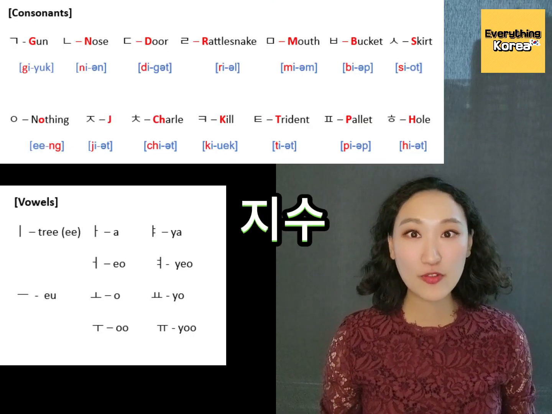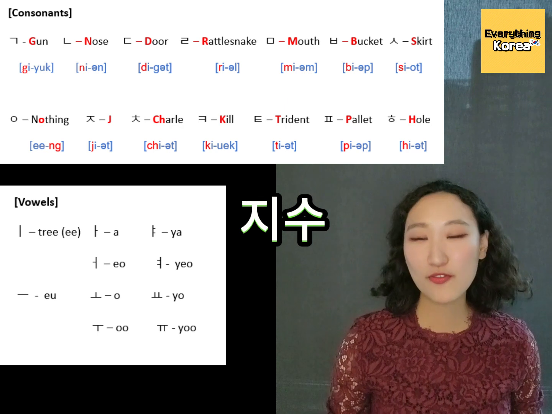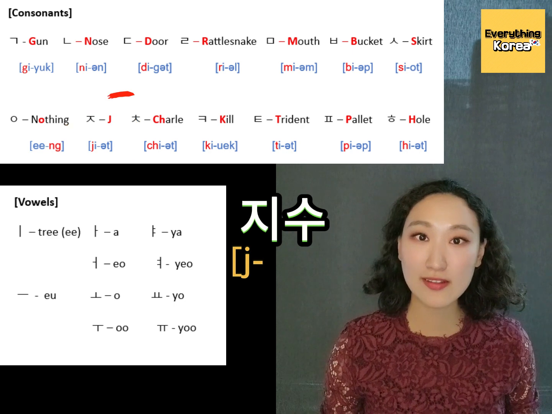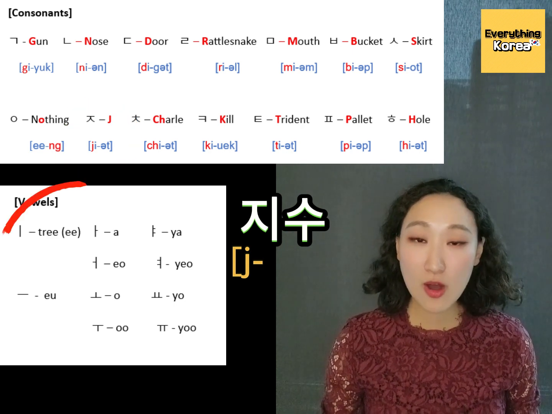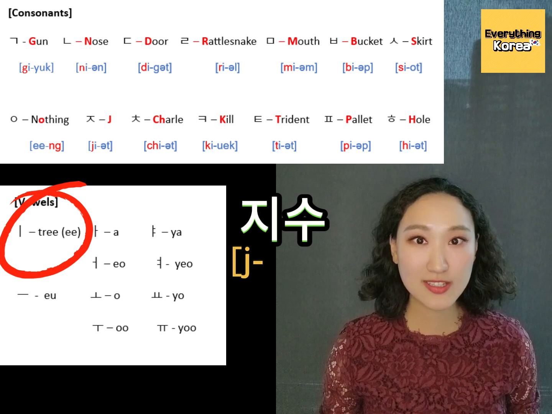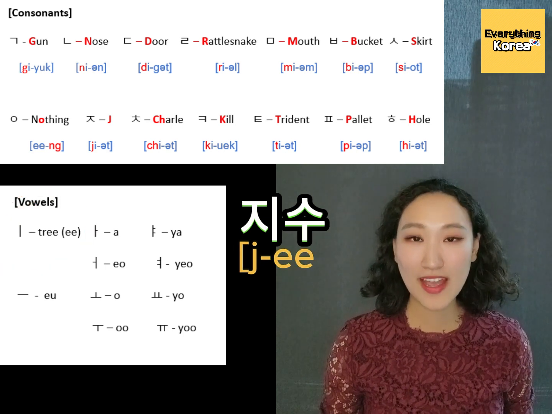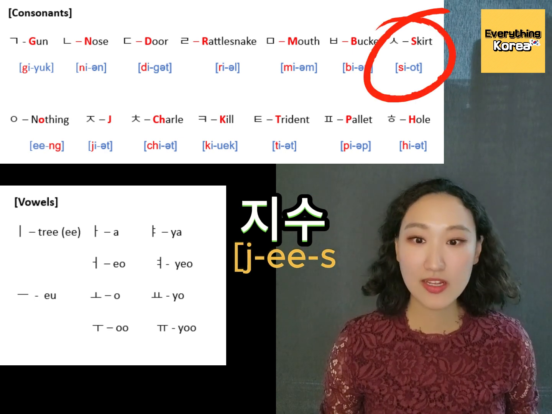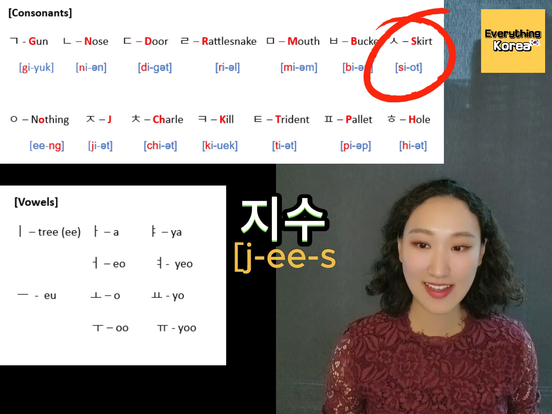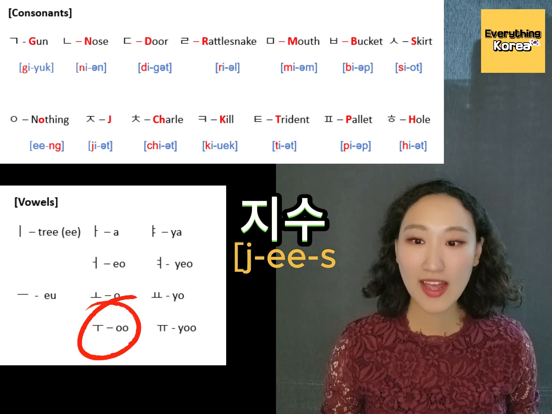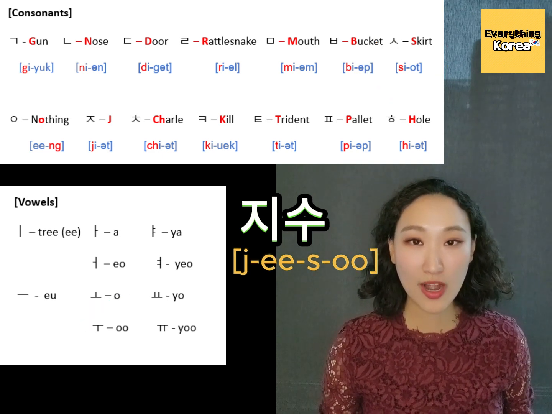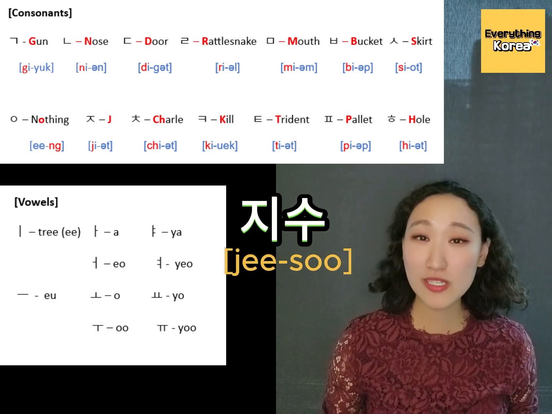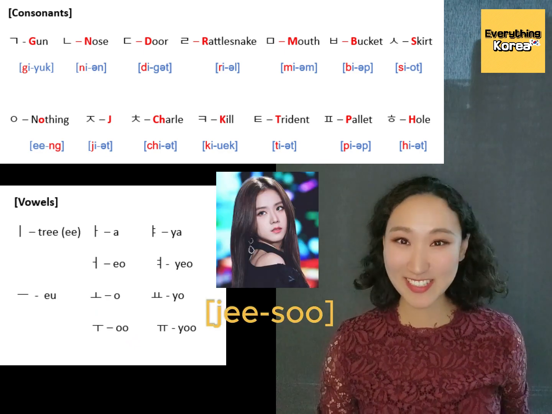Let's read and figure out who this is. The first consonant looks like a J with a little tail, so it sounds like J. And then the vowel looks like a tree, so it sounds like E. And then the second consonant looks like a skirt, so it sounds like S. And then this one is oo. Remember the thumbs down, oo sound? So put them together, it's Jisoo.